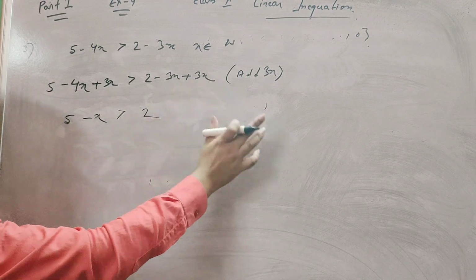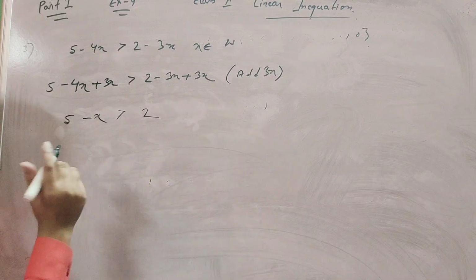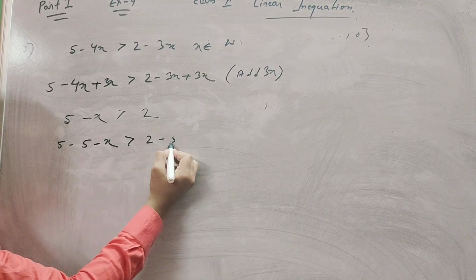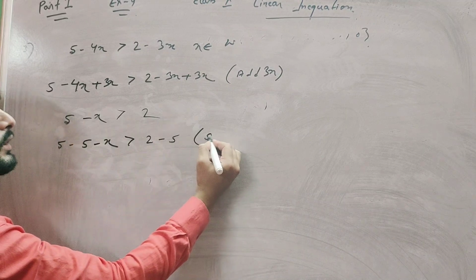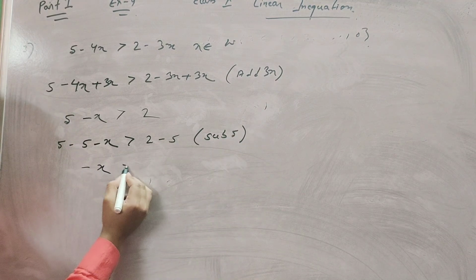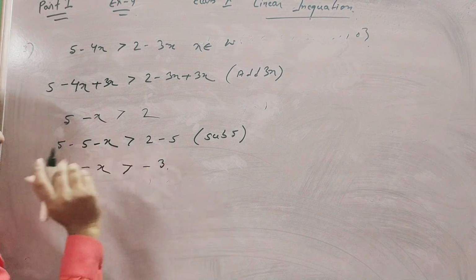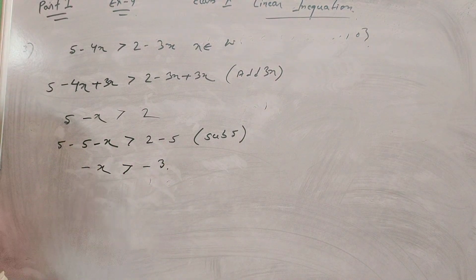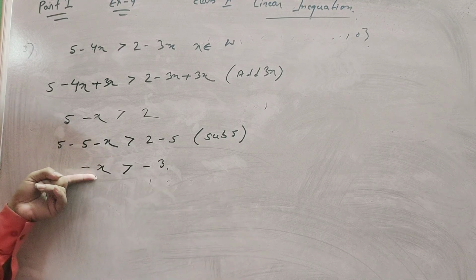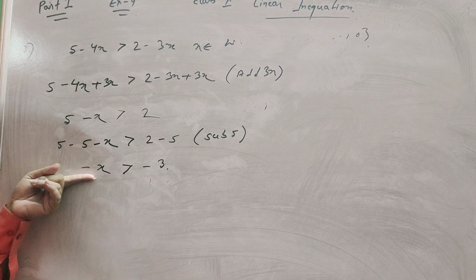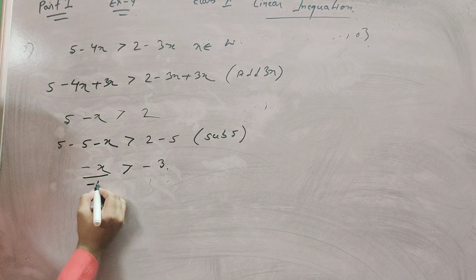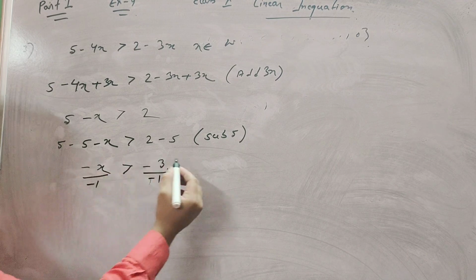Okay, so you subtract 5 from both sides. Clear? So 5 minus x, 2 minus 5. Subtract 5 from both sides. Clear? So 5 cancels, minus x, 2 minus 5 is minus 3. This is minus x. We know that we find the value of only positive x. So you divide this by minus 1. Okay, so that means whatever you do, do it on both sides, divide by minus 1.